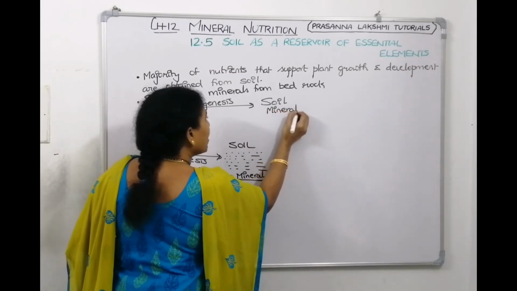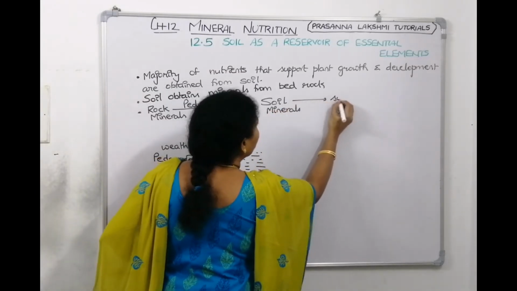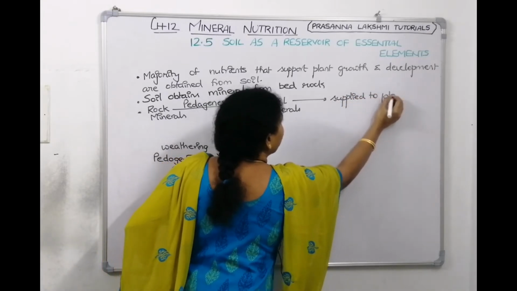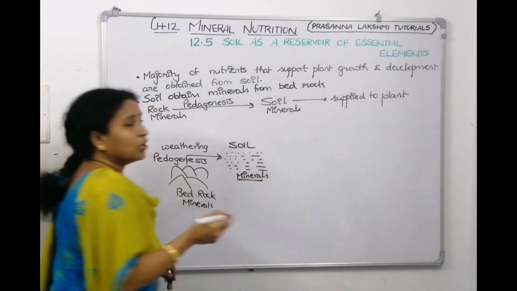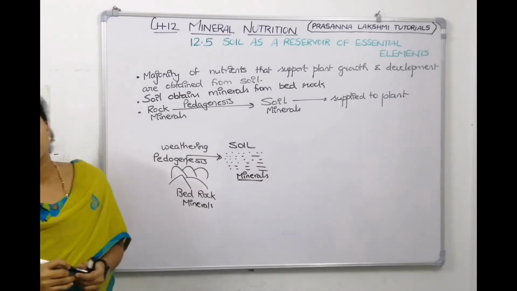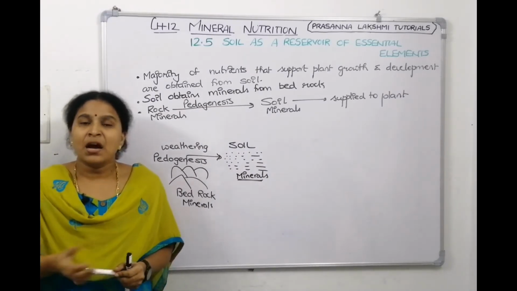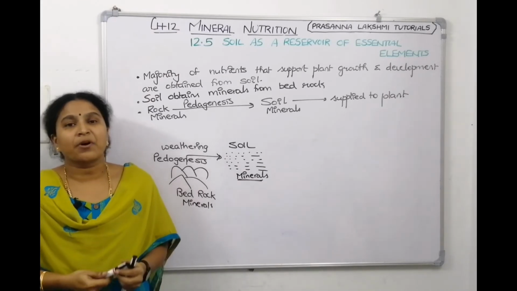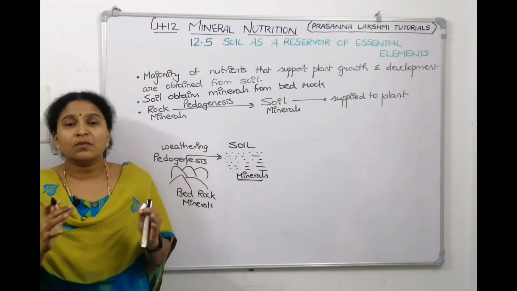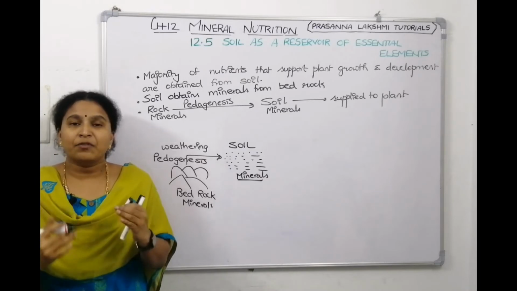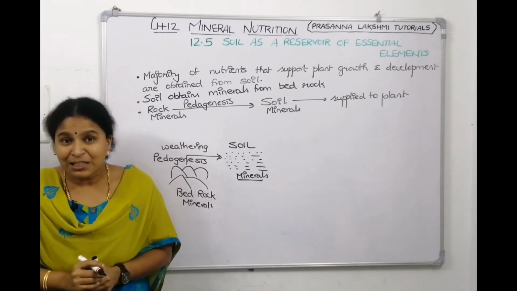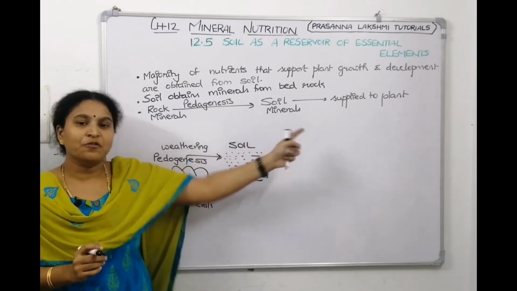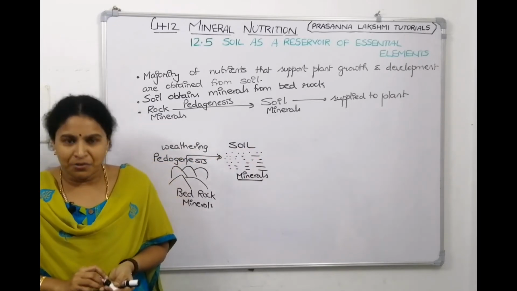And these soil minerals are supplied to the plant. Understood, children? Now, soil can supply the minerals to the plant only when it has them. How does soil get the minerals? Soil gets the minerals by the weathering process. So, all the minerals which are present in the soil, if the plant is taking them, that aspect of nutrition is called mineral nutrition.